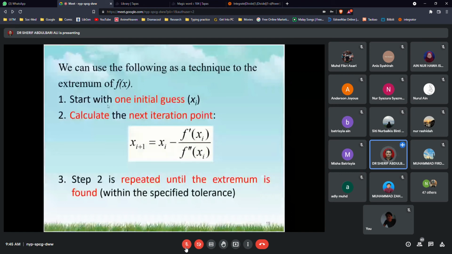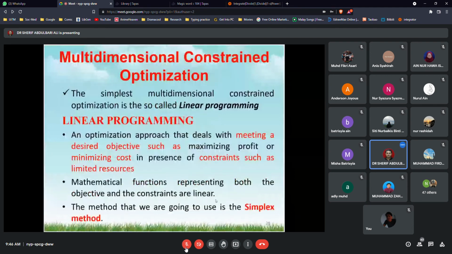So we need to calculate the next iteration point using this equation: xi plus 1 will be equal to x, the old, minus the first derivative of the function over the second derivative of the function. Then you calculate the error, x new minus x old over x new, and you see that the error is going to be reduced. This means you already found the optimum value. So you repeat the same steps until the extremum point is found within the specific tolerance value of error. Each time you find a new value of x, you need to calculate the error. It is exactly like finding the roots of the equation, so this method is not something new.